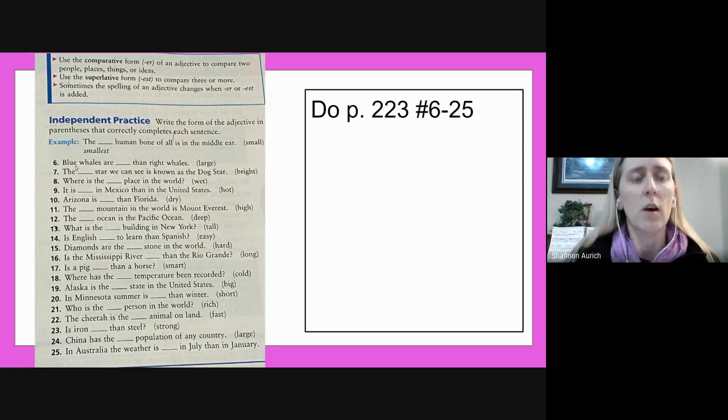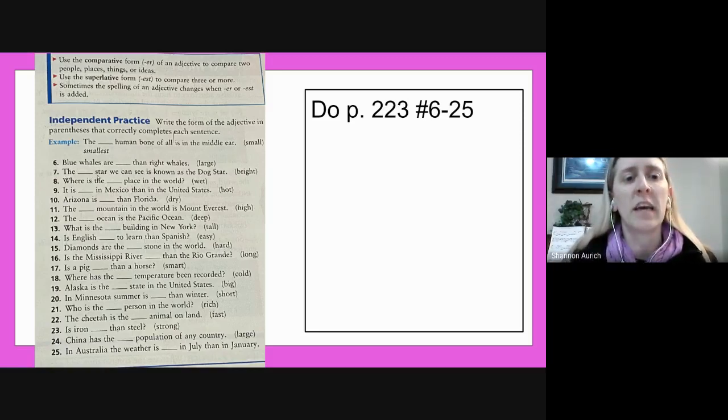Number 6. Blue whales are blank than right whales. We have to use the word large. How many things are being compared? Well, we have blue whales, that's 1. And then we have right whales, that's 2. So we're comparing only 2 things. We can use the comparative form, just the ER ending. So you would write larger. Free answer. There you go, larger.